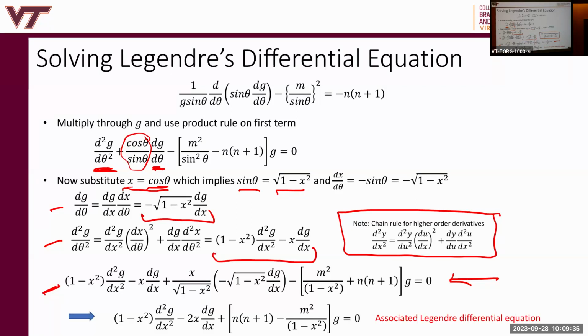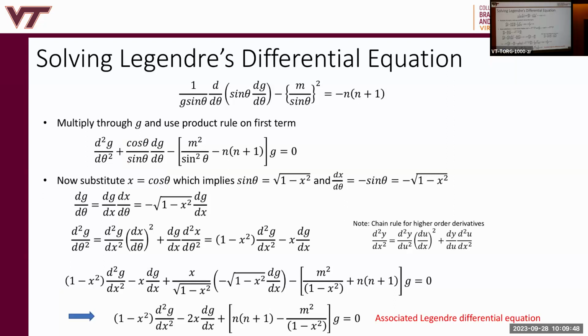Looks like there's some combining of terms going on. I think we distribute this, right? Yeah, distribute that and combine it with this term. And at the end, you get this, all right? At the bottom, this is called the associated Legendre differential equation. We derived a differential equation in terms of theta because we're working in spherical coordinates that have theta as a variable, right?